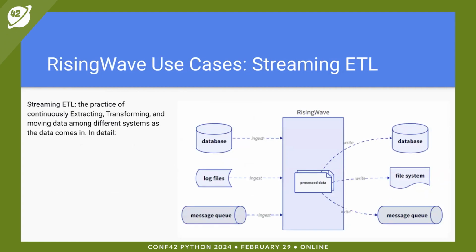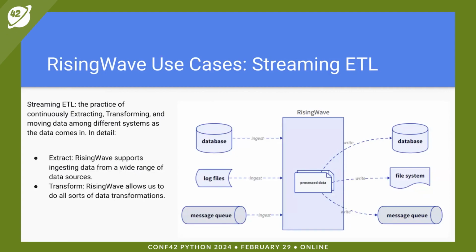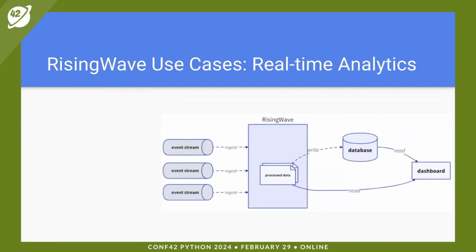So here are some use cases and examples. I'm going to run through these really quickly because there's a lot of material in this talk. Streaming ETL is the practice of extracting, transforming, and moving data within different systems. It allows you to ingest data from a wide range of sources, transform it in real time, and sink the processed data to downstream systems.